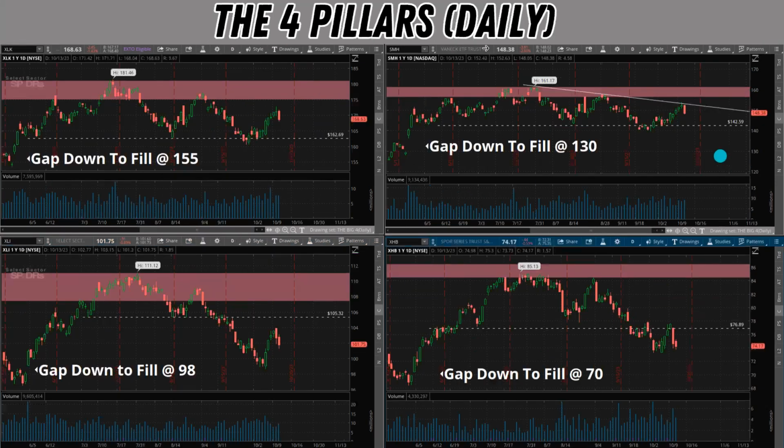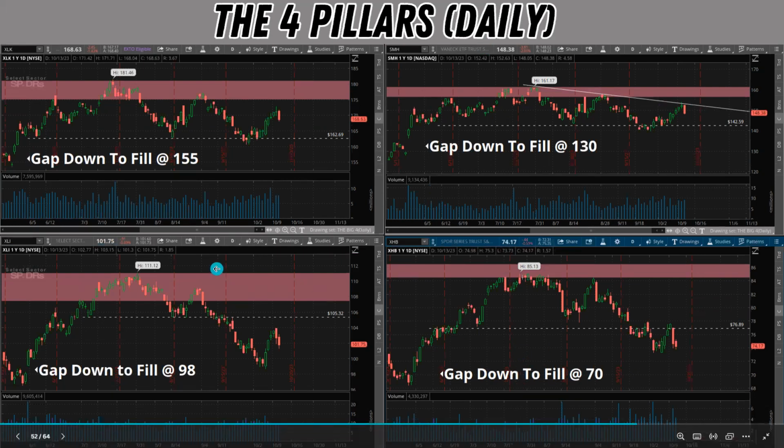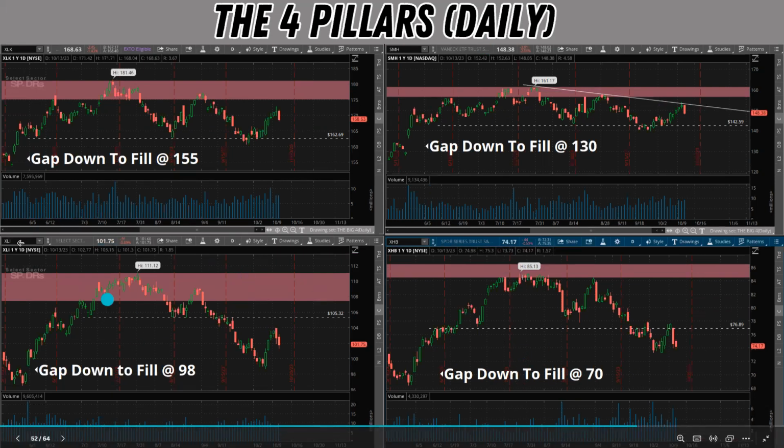Now, when you zoom into the daily, there's some things here that worry me. Now, the big thing that worries me on these daily charts are these gaps down. All four of these have gaps down to fill. Now, these are much closer.